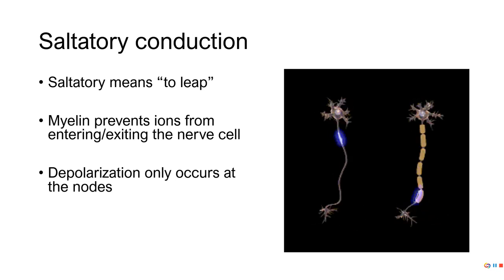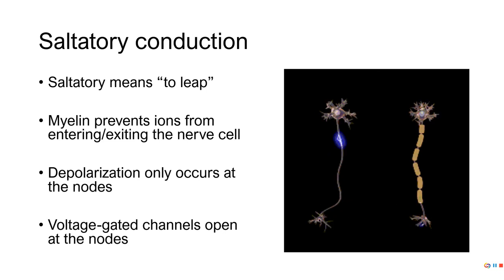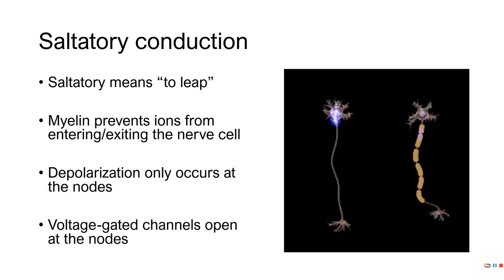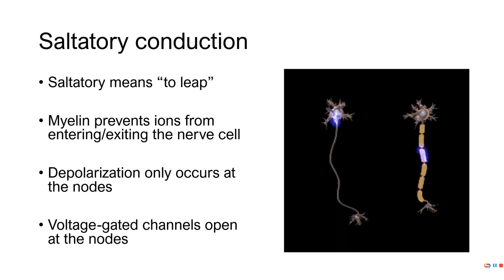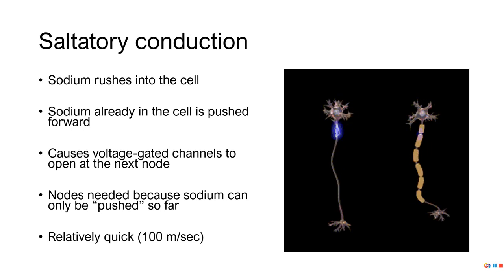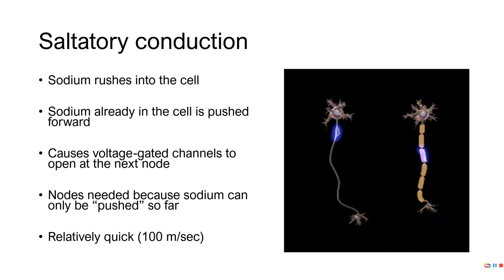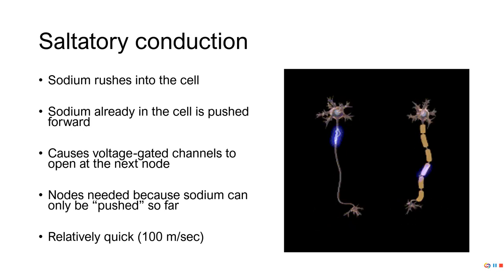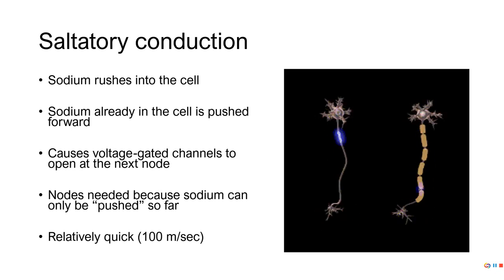Now, if you look at this GIF, the neuron on the left shows how a signal travels in an unmyelinated neuron. Notice it travels relatively slowly, while the neuron on the right shows how a signal travels in a myelinated neuron. It essentially jumps between these nodes. So saltatory conduction starts when voltage-gated channels open. This allows a rush of sodium to go into the cell. This sodium then pushes the sodium that's already in the cell towards the axon terminal. The movement of this sodium depolarizes the membrane, which opens voltage-gated sodium channels, which are at the next node.